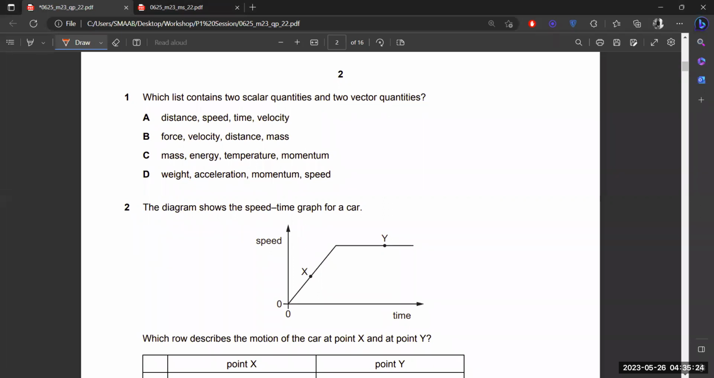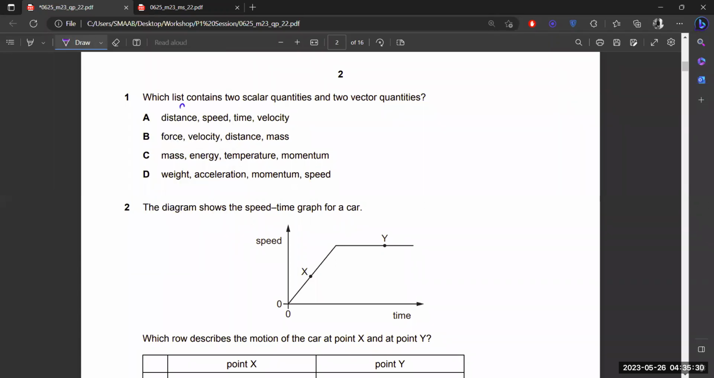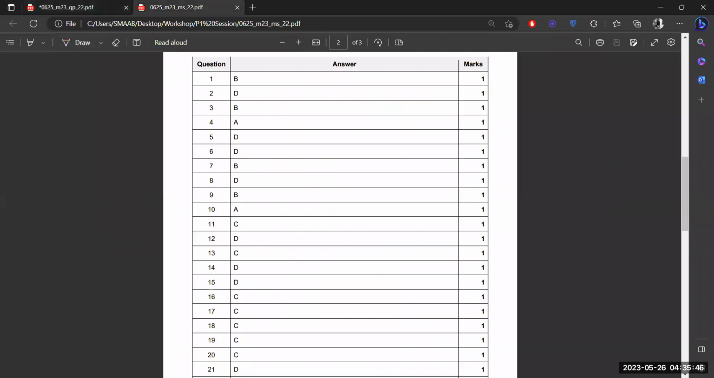The first option is distance, speed, time, velocity. Let's mark the scalar and vector. Distance is a scalar, speed is a scalar, time is a scalar, velocity is a vector. So option A is not possible. Vector, vector, scalar, scalar: yes, B is the right answer. So B is our right choice. You may check from the marking scheme also. So 1 mark for the first question.